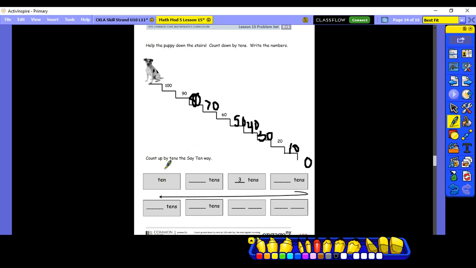Let's count the say 10 way. If I had 10, 20 would be 2 tens, 3 tens, 4 tens, return sweep, 5 tens, 6 tens, 7 tens, 8 tens. How far would he get if he stopped at 8 tens? Yes, he would get up to 80. Does that get him to the top of the stairs?